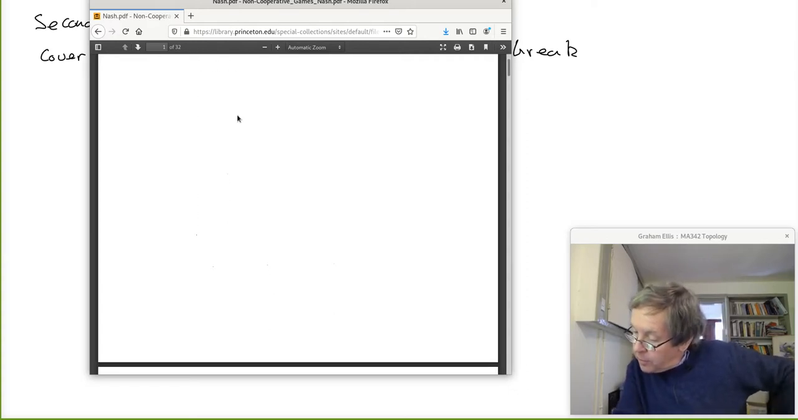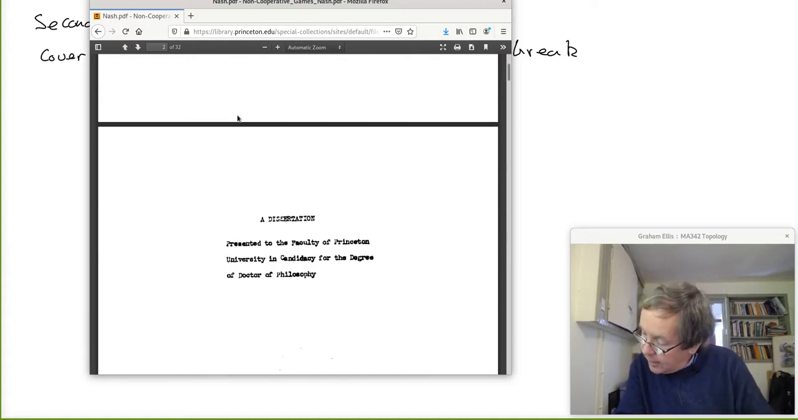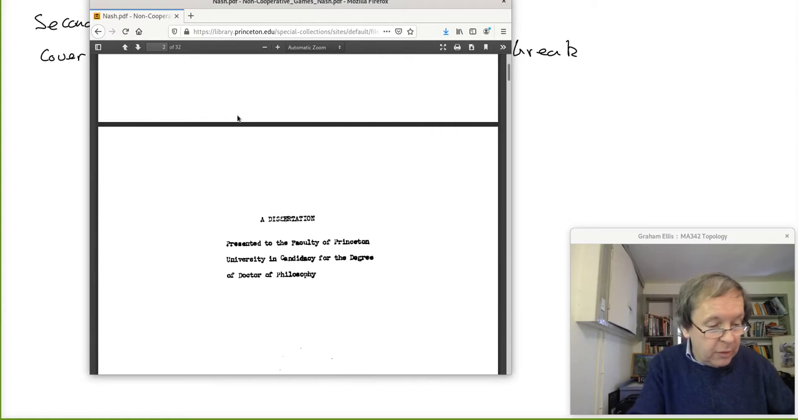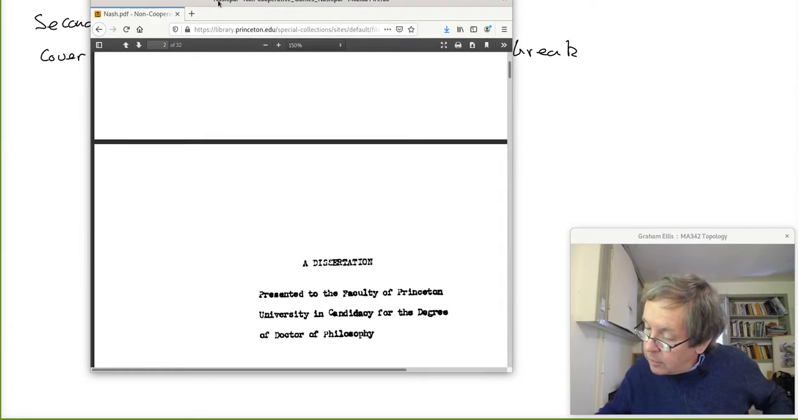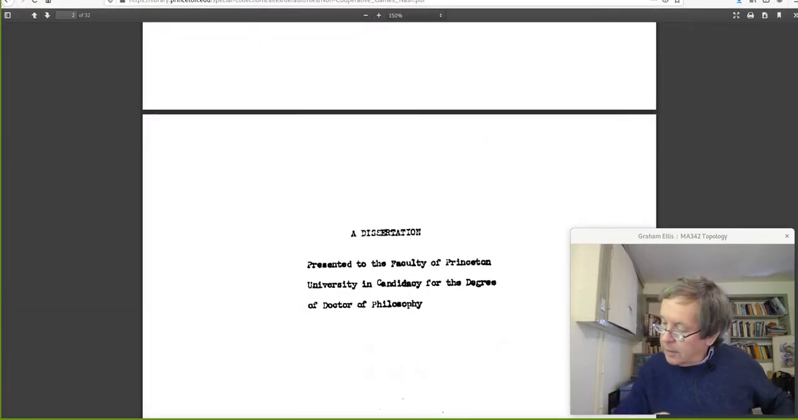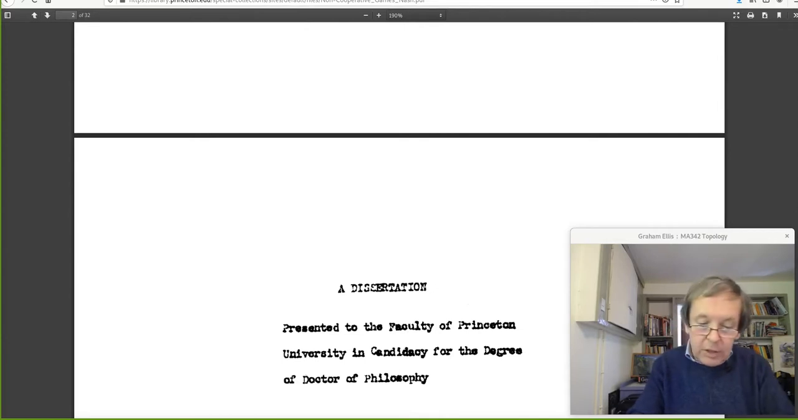Okay. This short paper. It's actually a PhD thesis. I don't know if you can see that. Actually, if I make it bigger. How do I do this? If I make it a bit bigger. How do I do this? Okay, it's a dissertation.